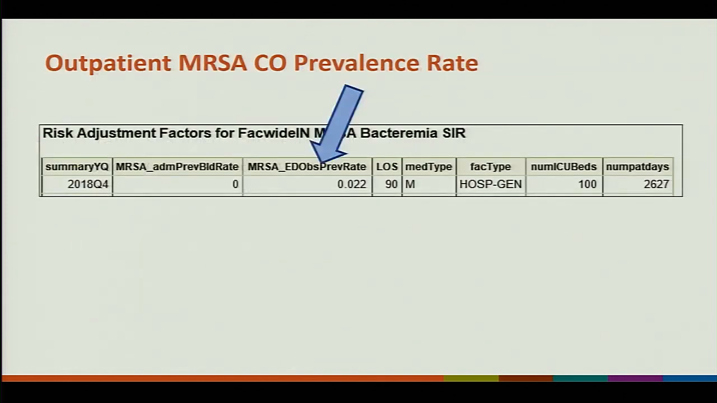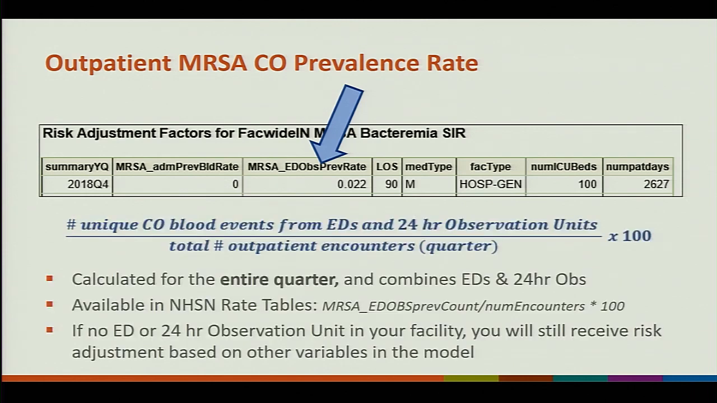Okay, our next risk adjustment variable is the outpatient prevalence rate. This rate will combine data from your emergency departments and your 24-hour observation locations into a single rate used for risk adjustment. Again, this rate is calculated for the entire quarter because that is what the model found to be the best predictor of MRSA bacteremia. This combined prevalence rate is available in the NHSN rate tables.